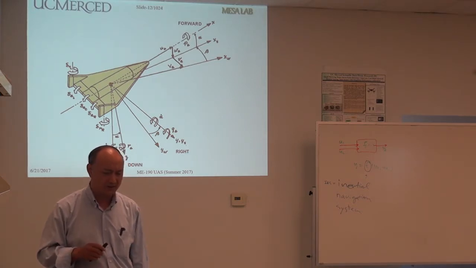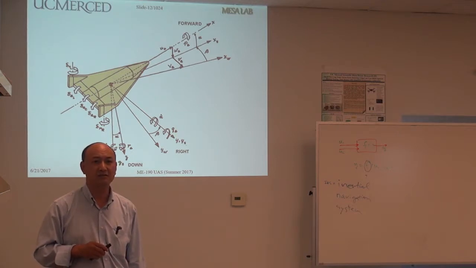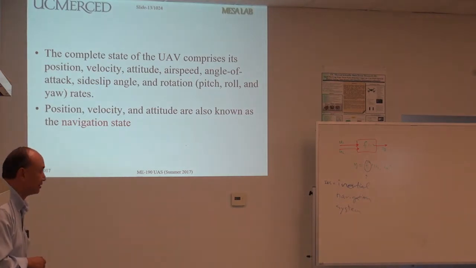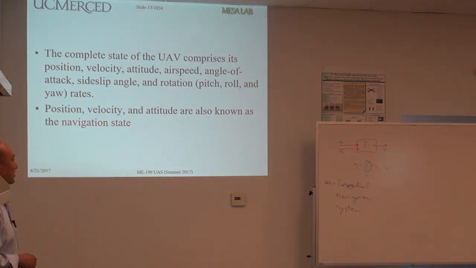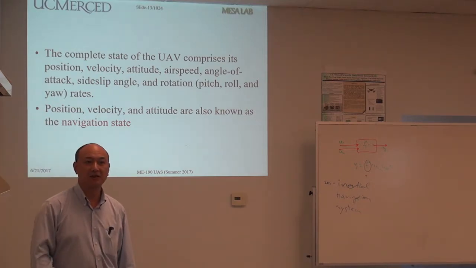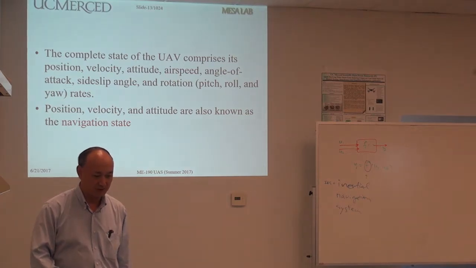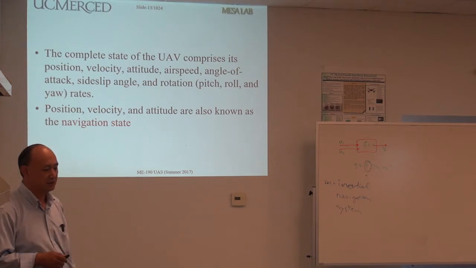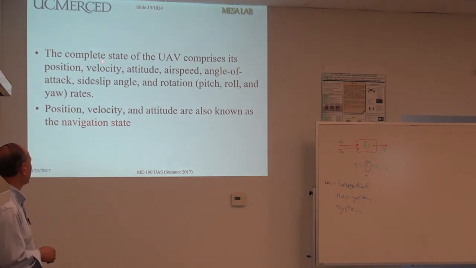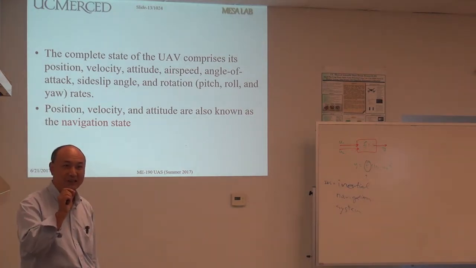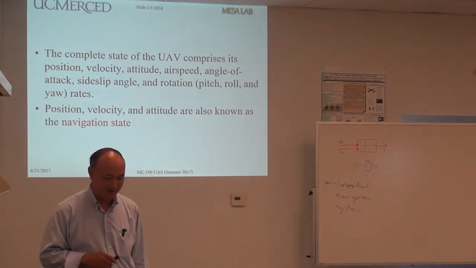So what is considered the complete state of the UAV, X hat? Here you have the 12 states: position XYZ, velocity, another three, attitude, another three, and airspeed, angle of attack, side slip, and the rotation rates, pitch, roll, yaw. So 12 of them. But on the other hand, sometimes you have velocity, and you also have airspeed here. Be careful, we need to know the wind.